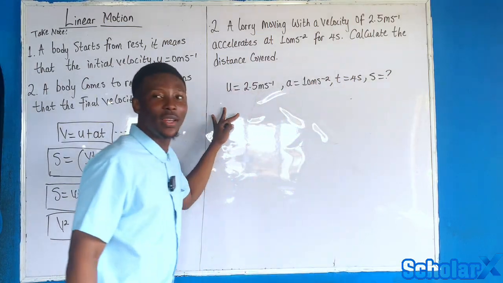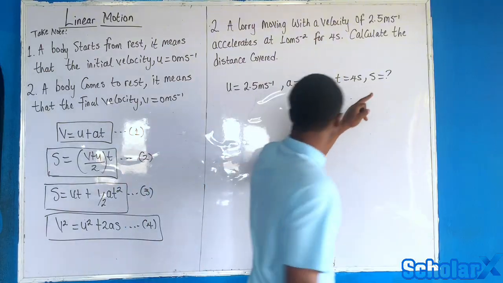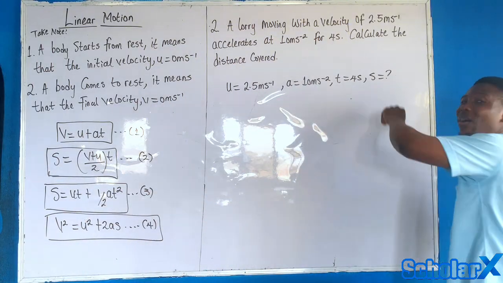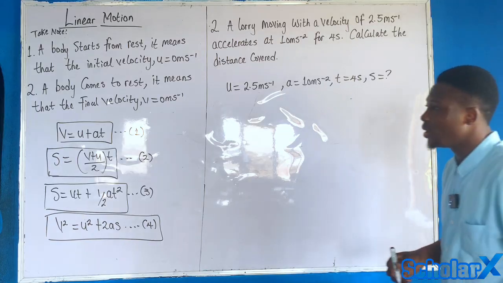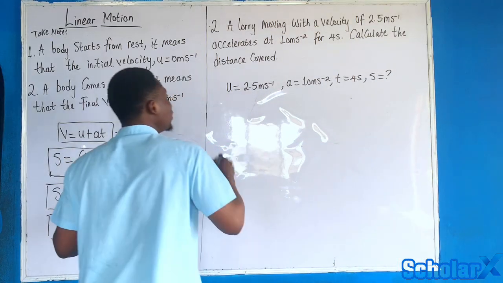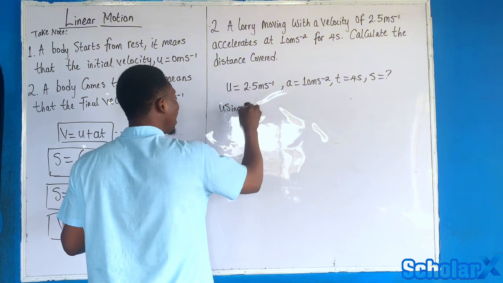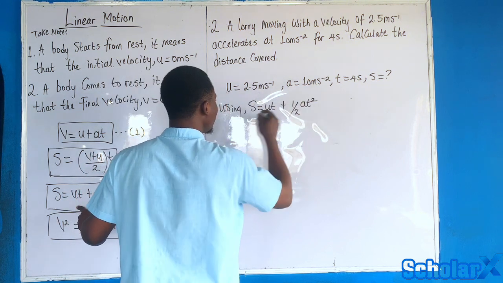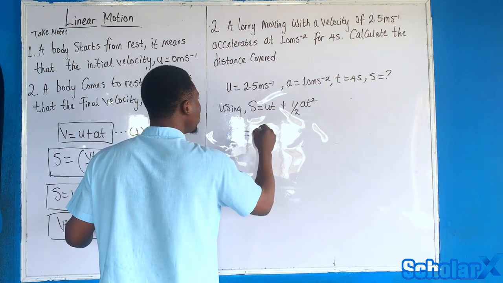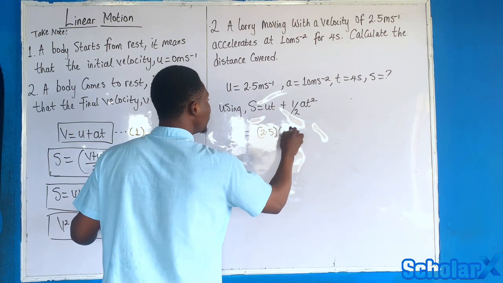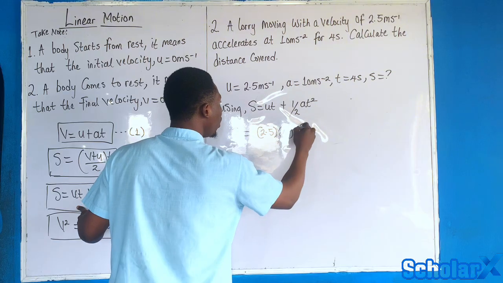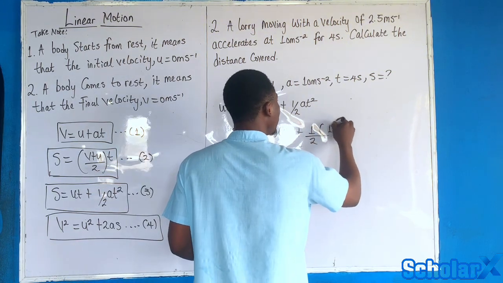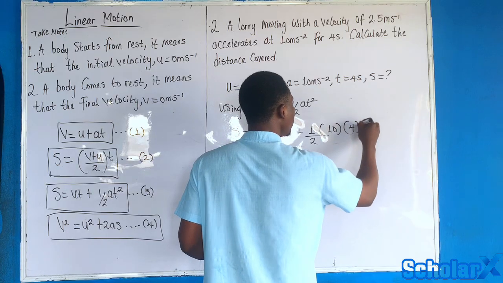Now you have your U, A, T, and S. Which of these equations of motion has all of these for us to use to find our distance covered S? The third equation of motion, right? So using S is equal to UT plus half AT squared, it becomes S is equal to 2.5 multiplied by 4 plus half multiplied by 10 multiplied by 4 squared.